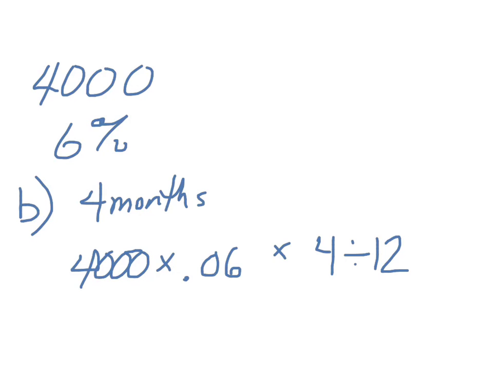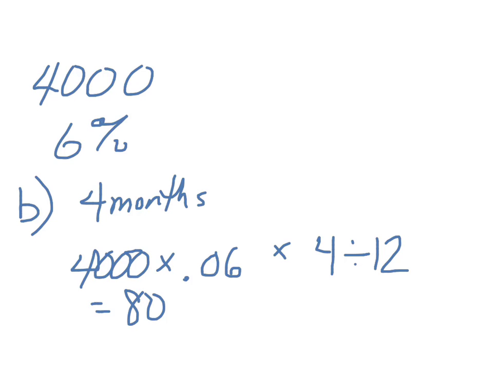Okay? So we can type it in as it looks and it will give us the same answer. Or if we knew what 4 divided by 12 was as a fraction, we could do it that way too. But if it tells you how many months it is, it needs to be out of 12. So what's 4,000 times 0.06 times 4 divided by 12? How much? 80?